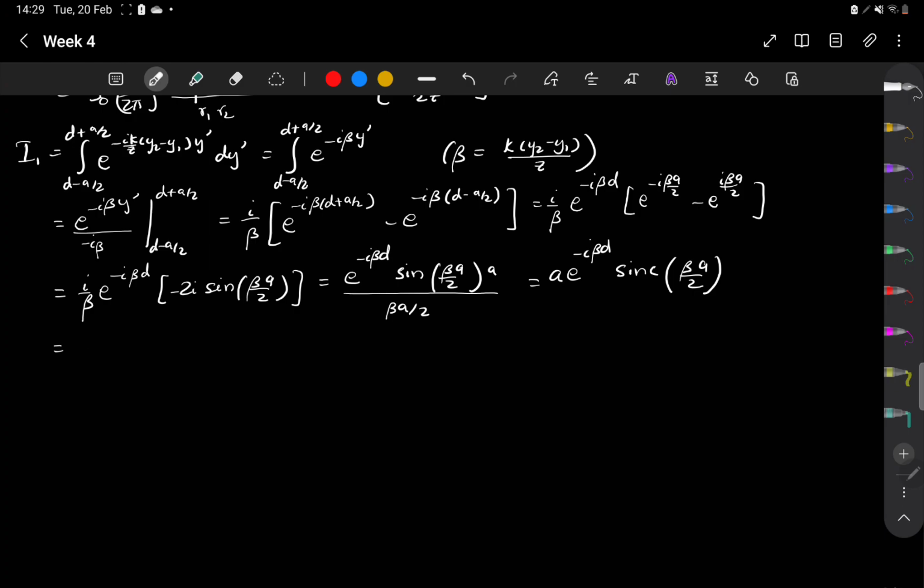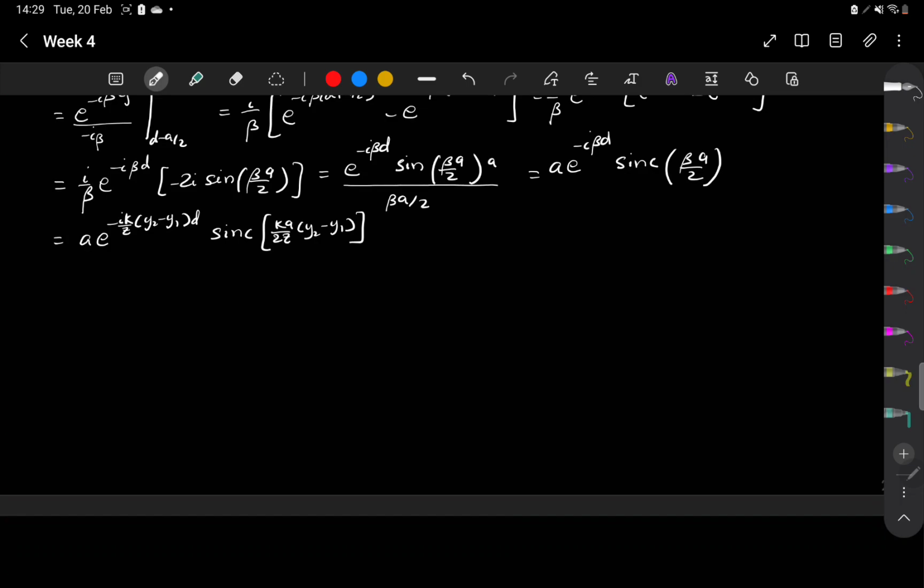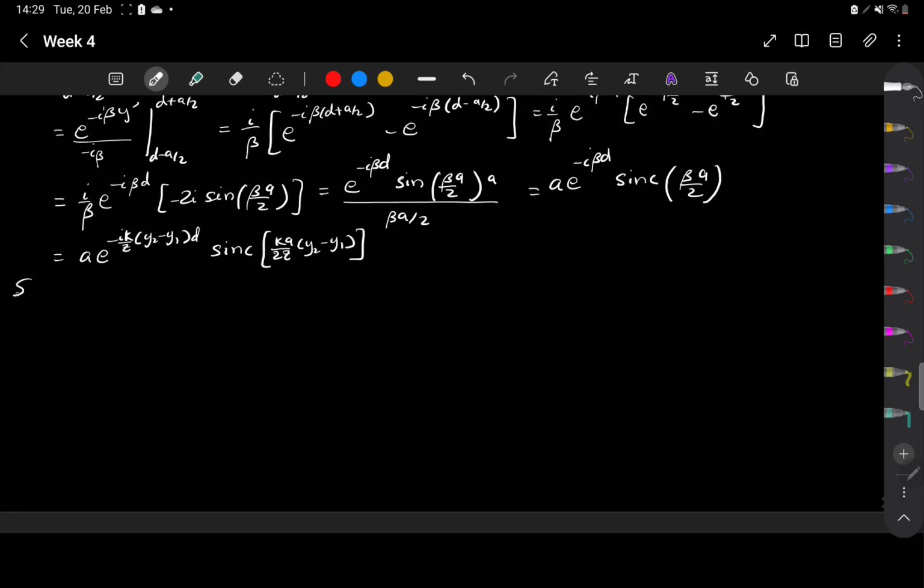I am just simplifying it, and now putting in the expression for beta. So this is the final result for I1. Similarly, we will get for I2 as well.